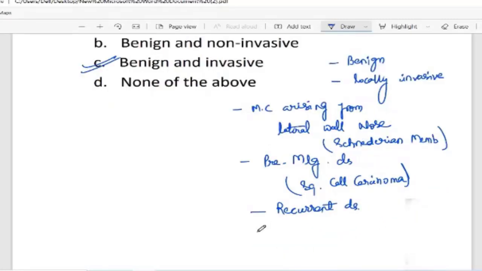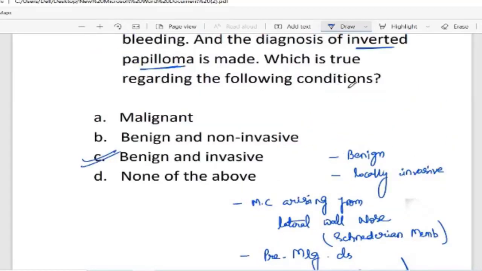Because it is highly recurrent, what do we have to do? We have to surgically debride the disease completely. Even the point where it is arising, we have to remove that bony part also. Suppose it is most commonly arising from the lateral wall of the nose, so we have to remove that area from where this tumor is arising. So surgical debridement is the treatment of choice, not the first. So inverted papilloma is a tumor which is benign and locally invasive.